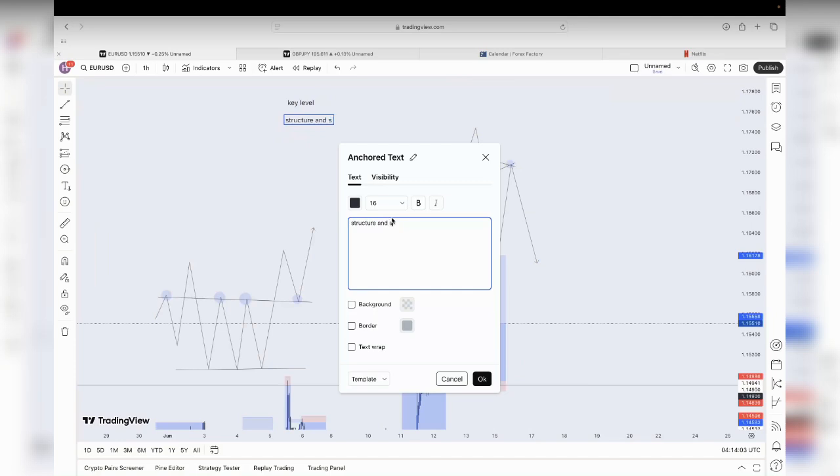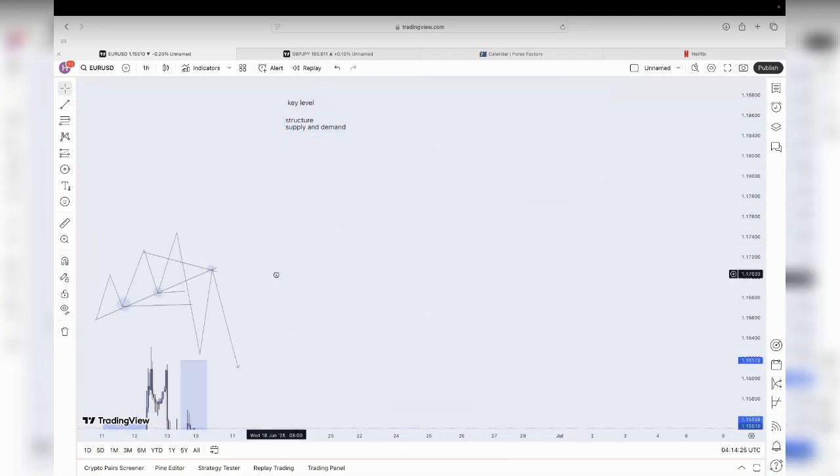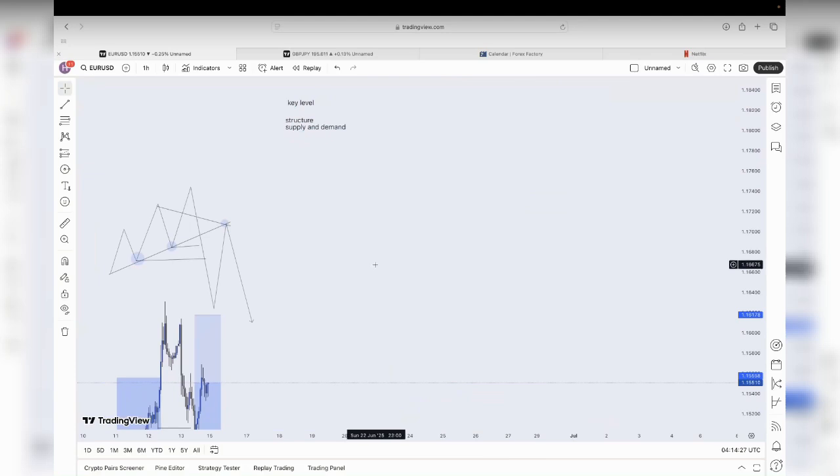Structure and supply and demand, those are the two things that move the market. Those are the two things that move the market: structure and then supply and demand. Because the reason why I say this now, let me give another example. Then after, we'll explain some things on charts.